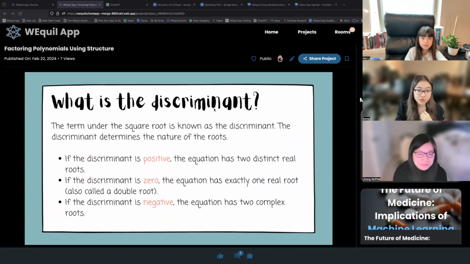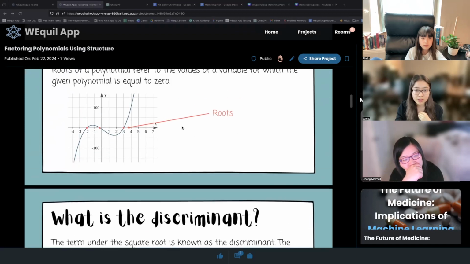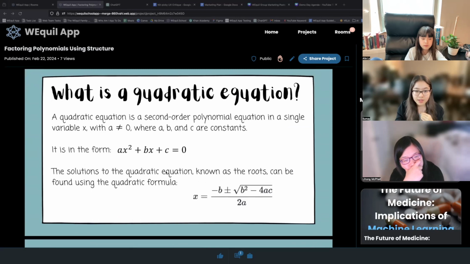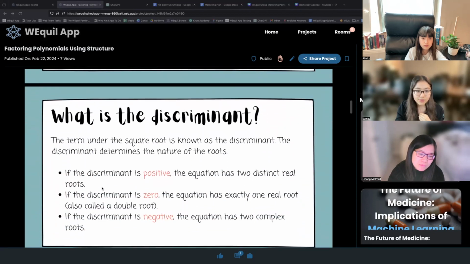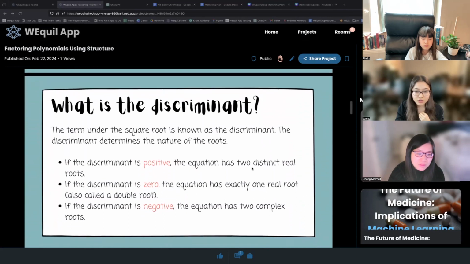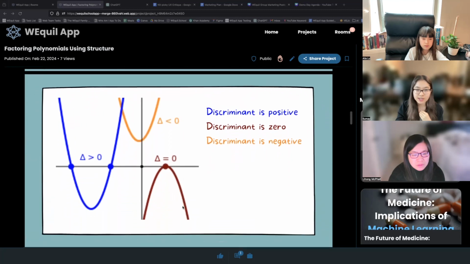The term for this is the discriminant, and that's the term under the square root. So as you can see, we have this quadratic formula here, and this would be the discriminant, the term under the square root. And what this tells us is that if the discriminant is positive, the equation has 2 distinct real roots. If the discriminant is 0, the equation has exactly 1 real root, also called a double root. And if the discriminant is negative, the equation has 2 complex roots. And all this means is the nature of the polynomial.